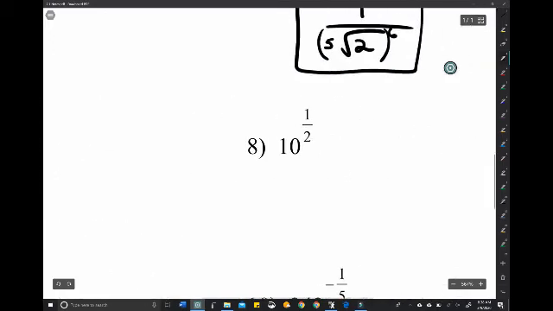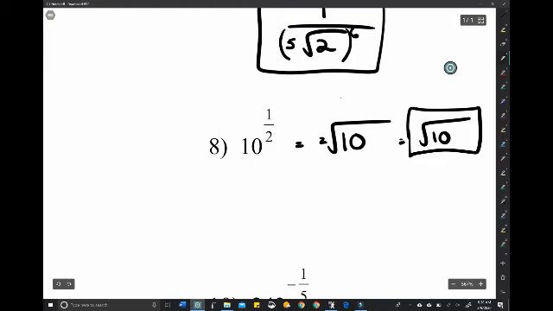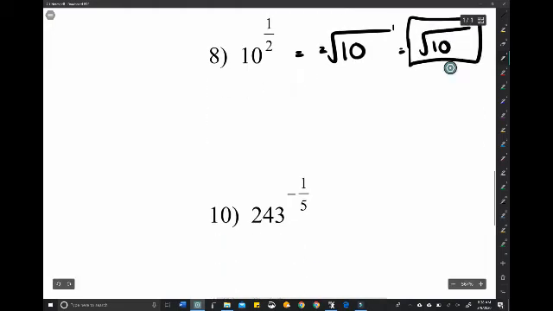Last example here of these types, 10 to the 1/2, a little curveball here for you. Just remember, 1/2 is just a regular old square root. So index of 2, 10. You could just write that as the square root of 10. I won't take points off if you have it either way. To the first, you don't need that either. Okay, so square root of 10.